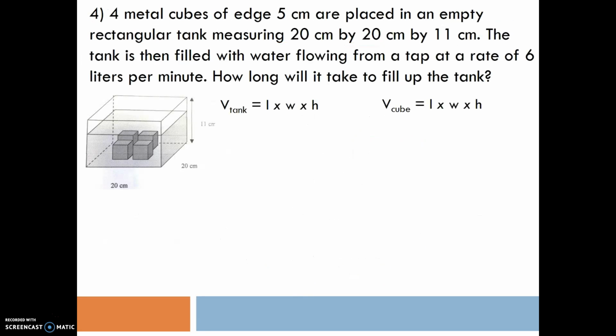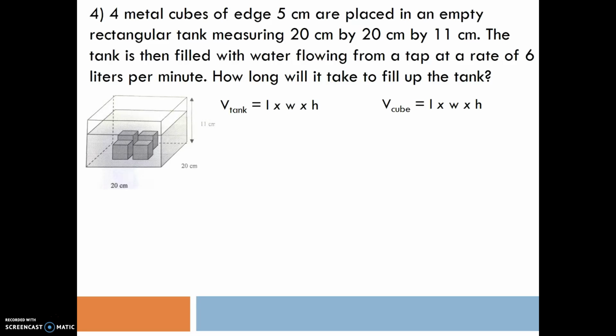Okay, number 4 says 4 metal cubes of edge 5 centimeters are placed in an empty rectangular tank measuring 20 centimeters by 20 centimeters by 11 centimeters. The tank is then filled with water from a tap at a rate of 6 liters per minute. How long will it take to fill up the tank?